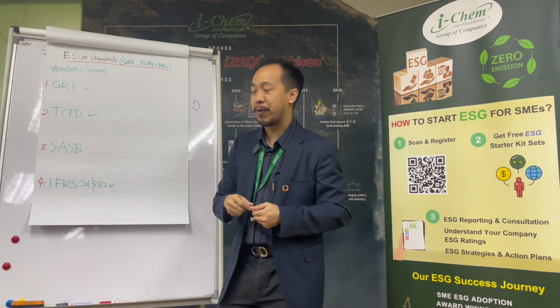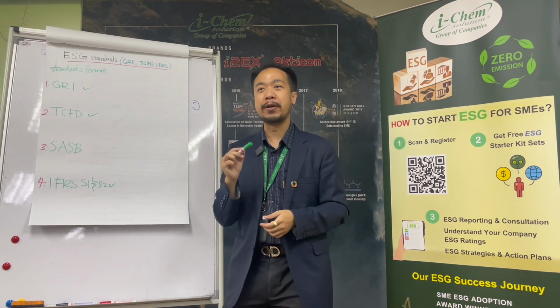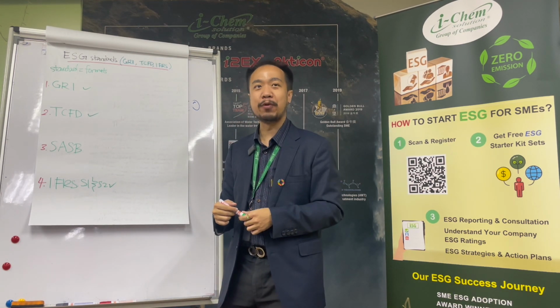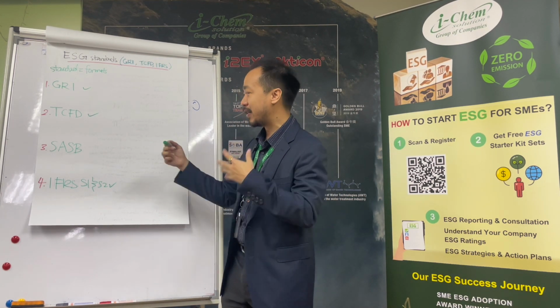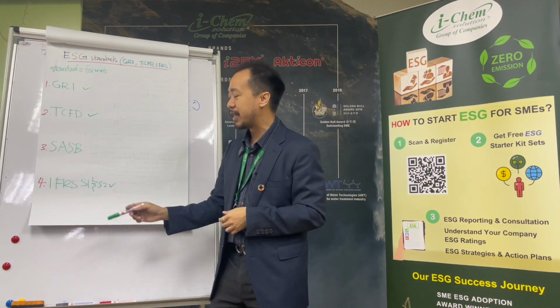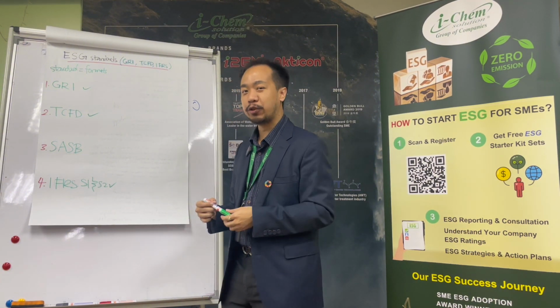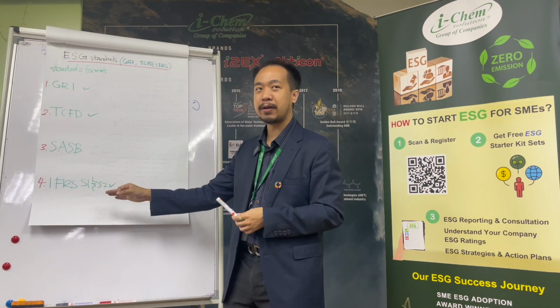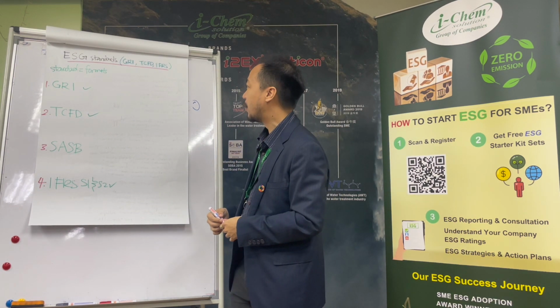So what do they stand for anyway? GRI stands for Global Reporting Initiative. TCFD stands for Task Force on Climate-Related Financial Disclosures. And IFRS is the International Financial Reporting Standards, S1 and S2. They're the new kid on the block, the newest standard. Okay, let's go into detail.